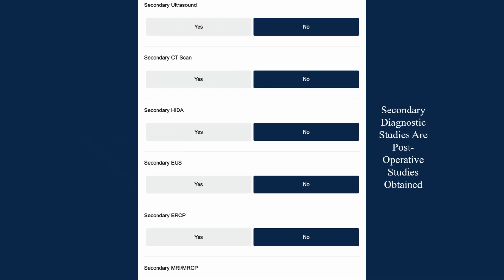If you scroll down, you'll find a section on secondary imaging and procedures. These refer to any diagnostic studies that are performed after the patient has had a cholecystectomy. So, if you're abstracting a readmission case for a patient who previously had a cholecystectomy, make sure to document any secondary studies under that readmission case entry.